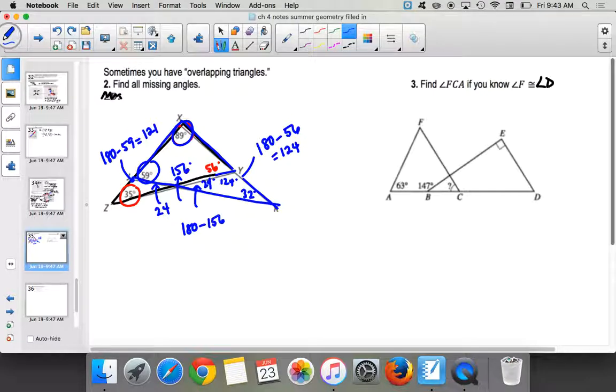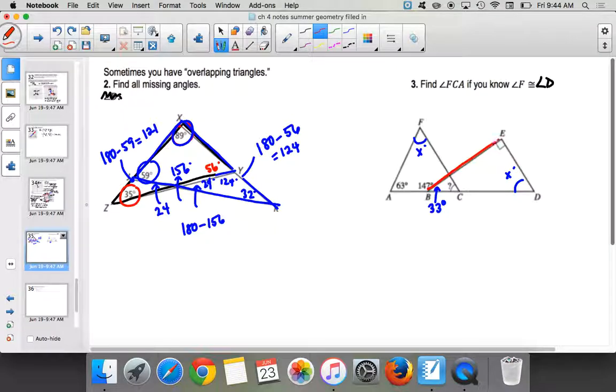All right, so on this one we know that F and D are congruent to each other, so we have that. I remember this one being tricky. Okay, so let's start with what we know. So how about this angle right here, 147? If I subtract that from 180, I get 33 degrees. I'm going to put in X's for angle F and angle D, because I don't know what they are.